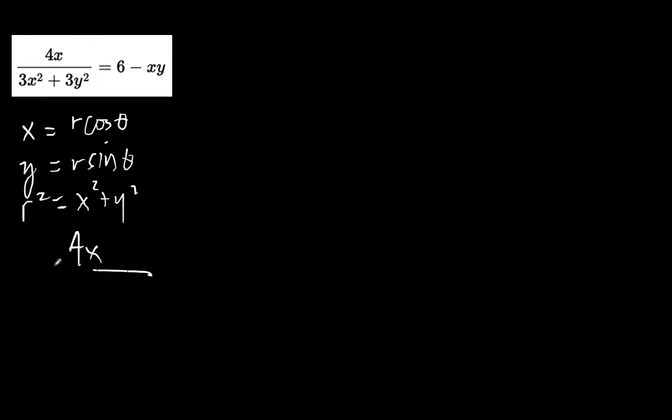So we know that x is equal to r cosine theta, y is equal to r sine theta, and r squared is equal to x squared plus y squared. Okay, so these are the three equations that we will be using to convert a Cartesian equation to a polar equation. So we can now directly substitute these equations here. Look at the denominator. The denominator in the given problem has 3x squared plus 3y squared, where the 3 can be factored out. So we have 4x over 3 times x squared plus y squared is equal to 6 minus xy, okay?